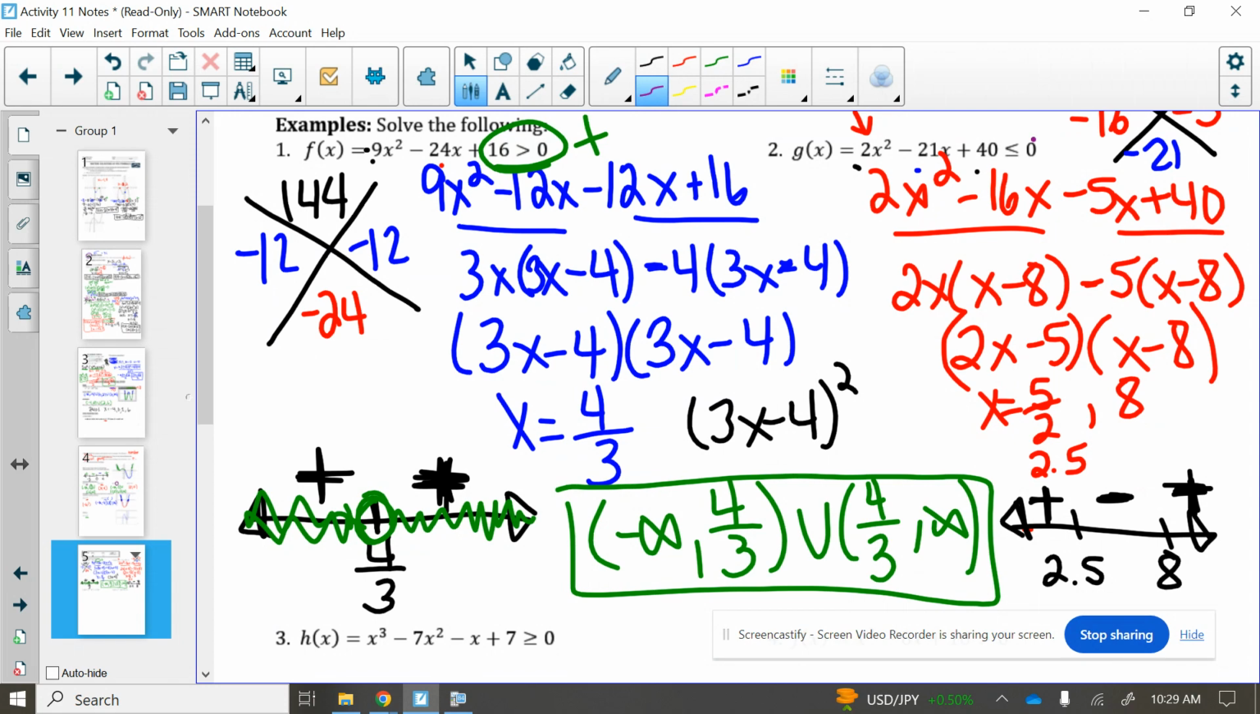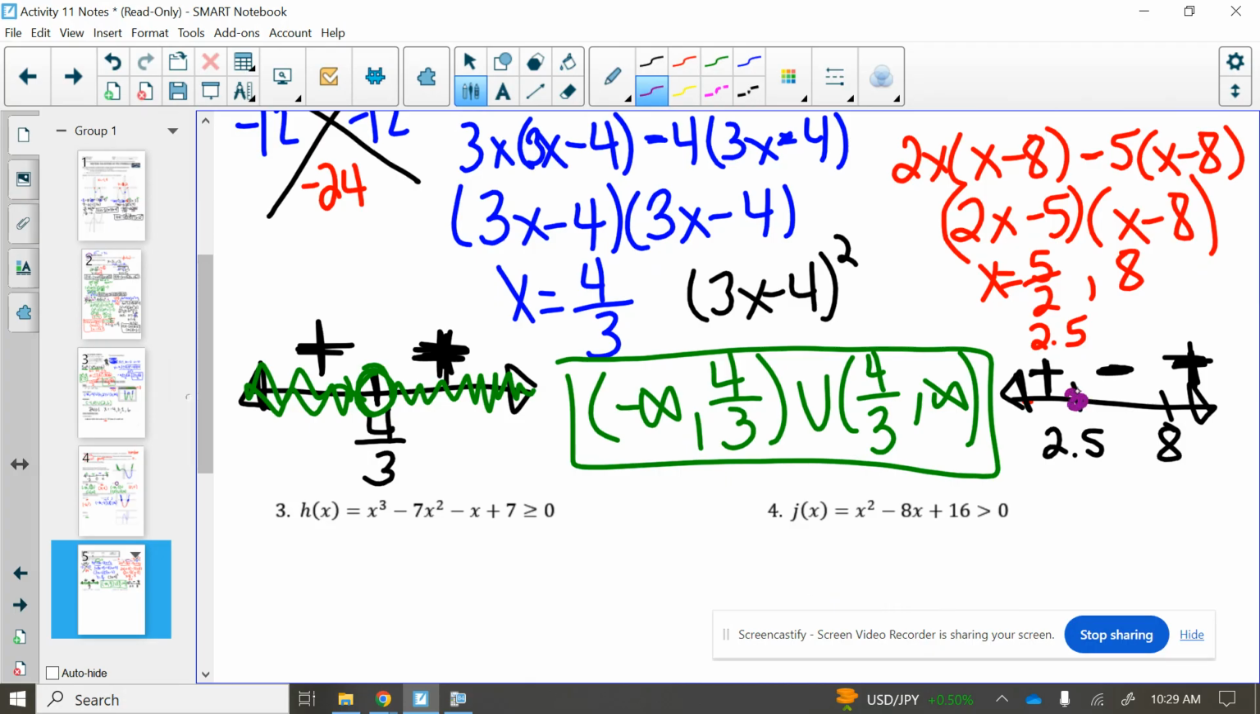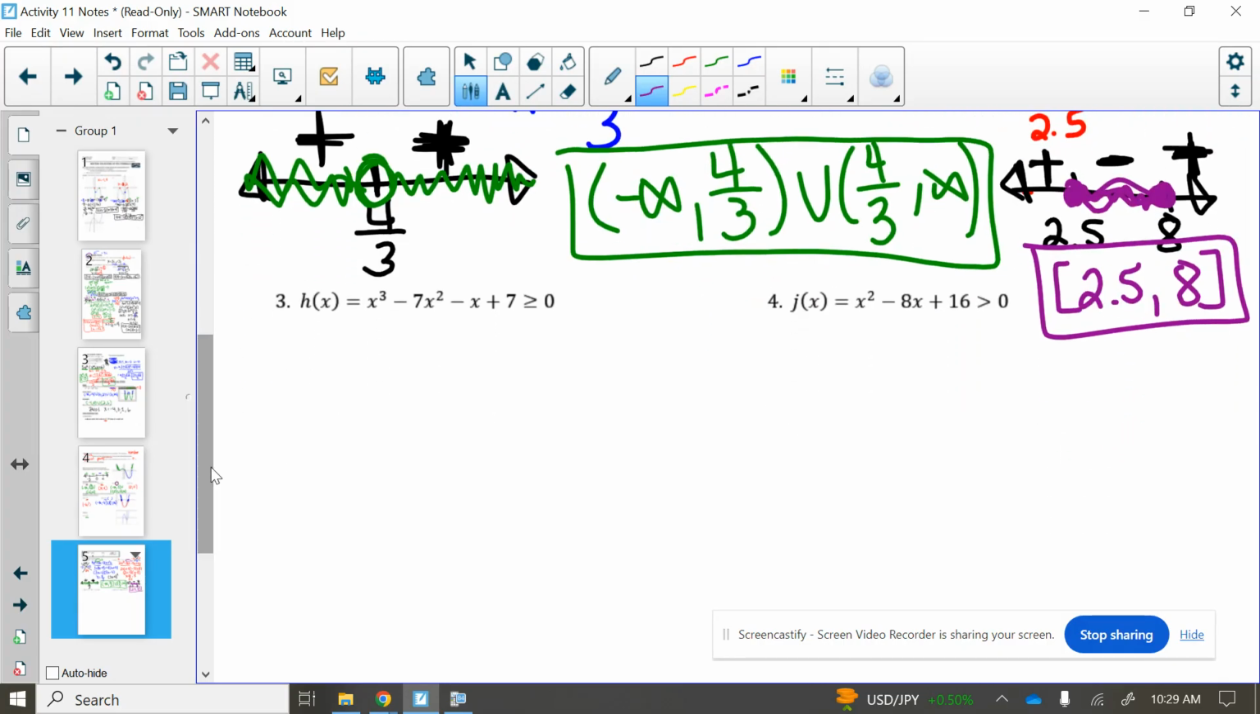This time our question is asking us where we are less than or equal to 0, aka that negative region. And we will include the zeros this time. So we would bracket and say from 2.5, or 5 halves, until we get to 8, our graph is below the x-axis.